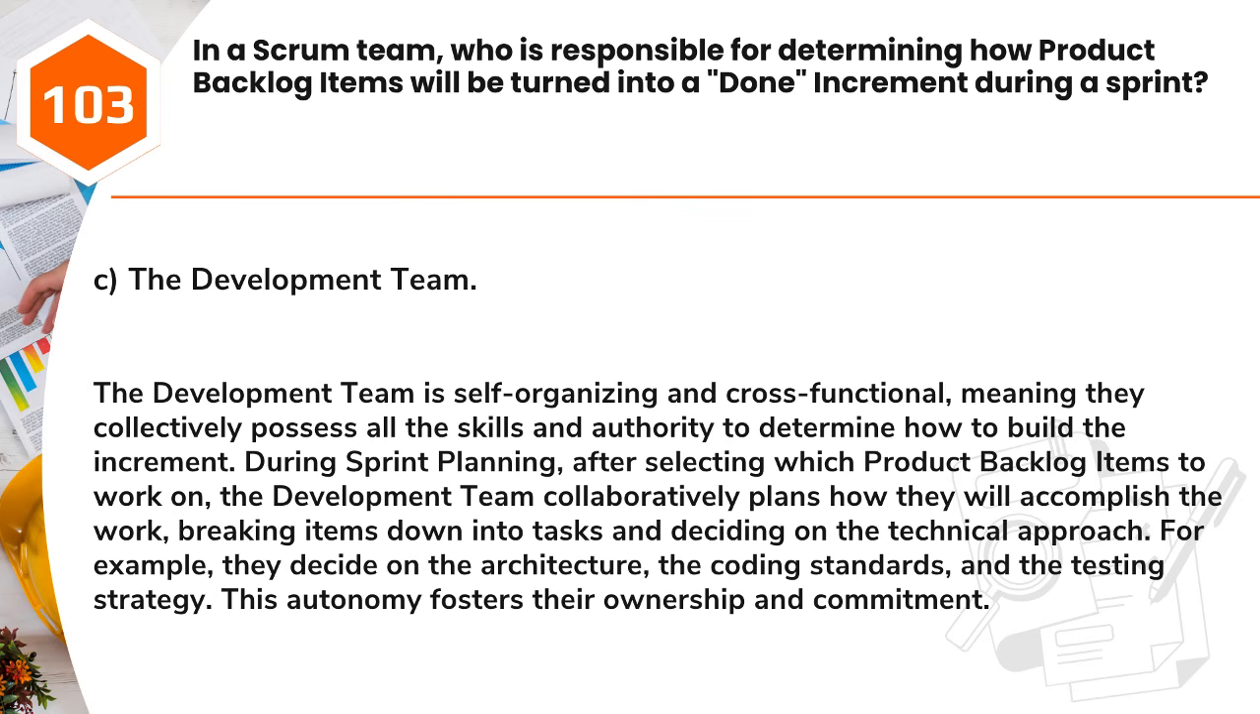Answer: C. The development team. The development team is self-organizing and cross-functional, meaning they collectively possess all the skills and authority to determine how to build the increment. During sprint planning, after selecting which product backlog items to work on, the development team collaboratively plans how they will accomplish the work, breaking items down into tasks and deciding on the technical approach. For example, they decide on the architecture, the coding standards, and the testing strategy. This autonomy fosters their ownership and commitment.